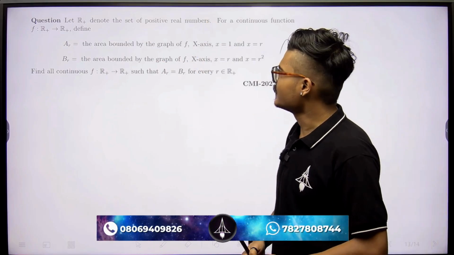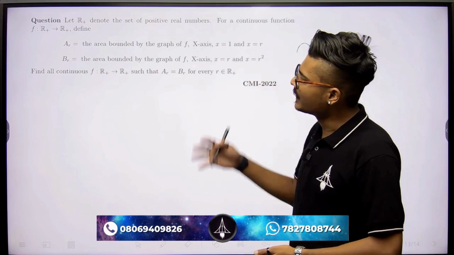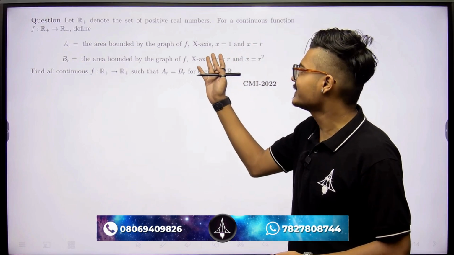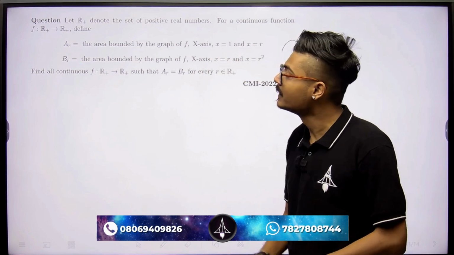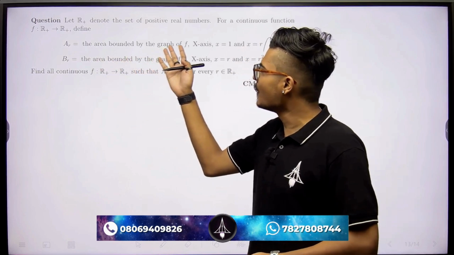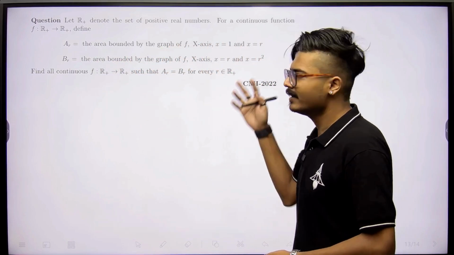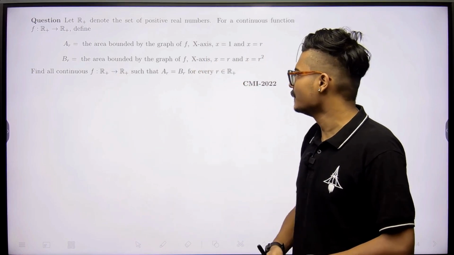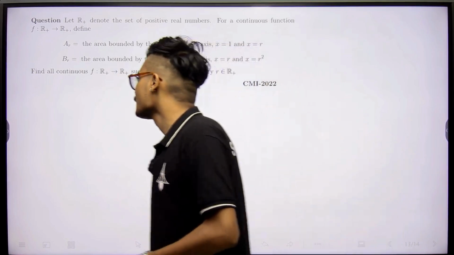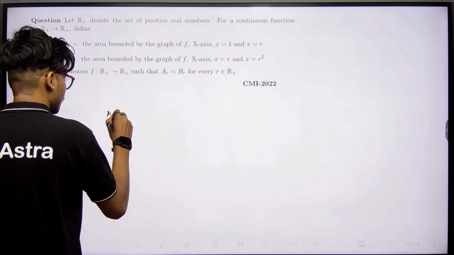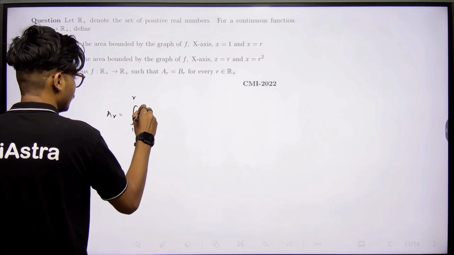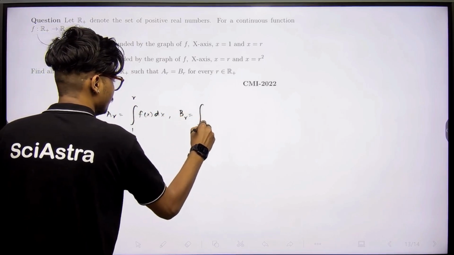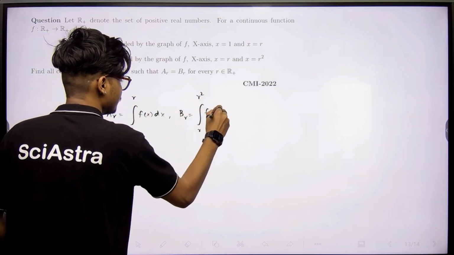So let R plus denote the set of all positive real numbers. For a continuous function f from R plus to R plus, we define AR to be the area bounded by f, the x-axis, x equal to 1 and x equal to R. Similarly, we define BR to be the area bounded by f, the x-axis, R and R square. So you have to find all continuous functions f such that AR is equal to BR for every positive real number R. So the formulas for AR and BR are the integral from 1 to R f(x) dx, and BR can be written as the integral from R to R square f(x) dx.